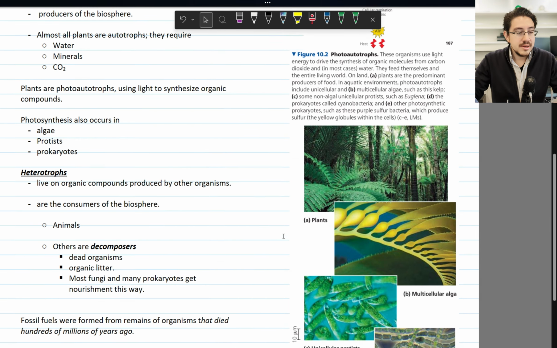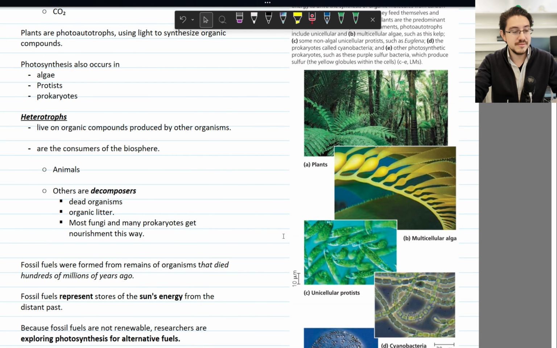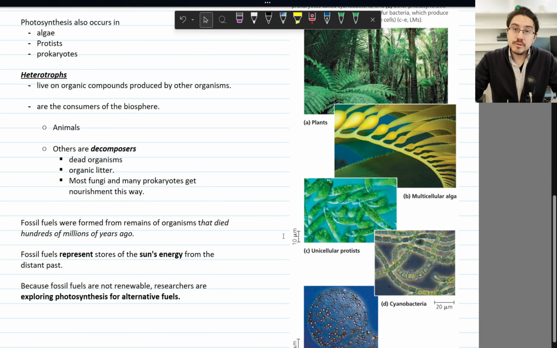You have some heterotrophs now. These are organisms that live on organic compounds that are produced by other organisms, by the autotrophs. So they are the consumers of the biosphere. Among these, you have the animals, right? And others are decomposers that feed on dead organisms and organic litter. They're mostly fungi. Some prokaryotes are able to obtain nutrients in this way.